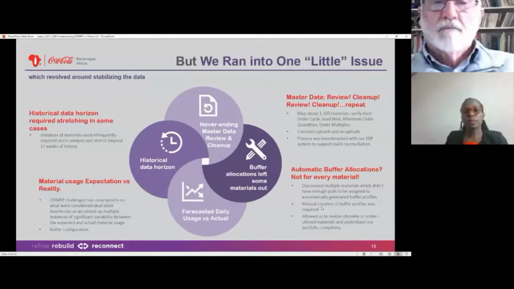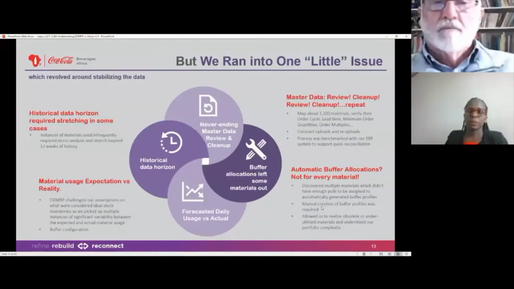But we realized that some materials were actually left out, and we had to manually create those buffer profiles for those materials just to ensure that all of them are being captured at the same time and consistently reviewed to the accuracy that we needed.